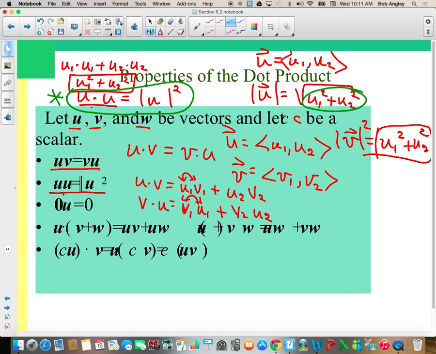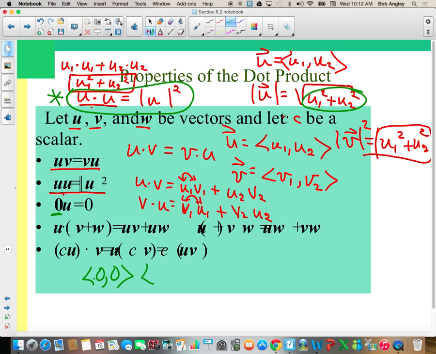In this next one, all it's saying is that if I have the 0 vector and I dot it with any other vector, I get the scalar 0. So now, the 0 vector is this.